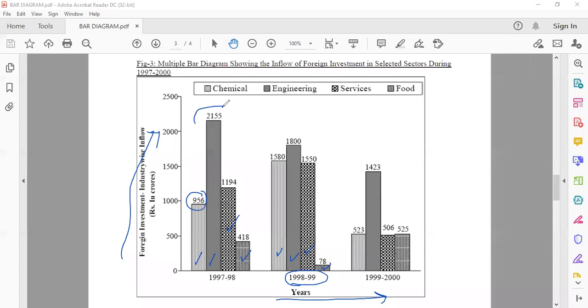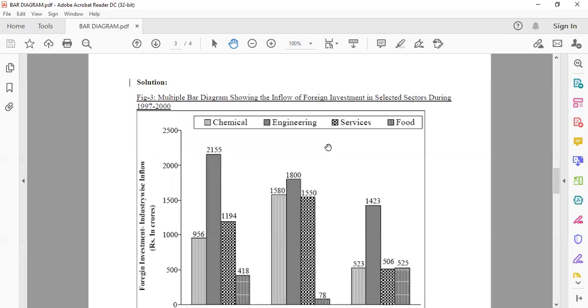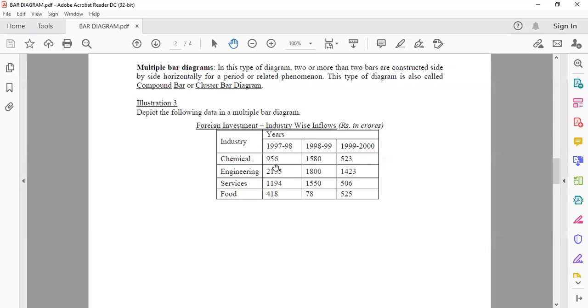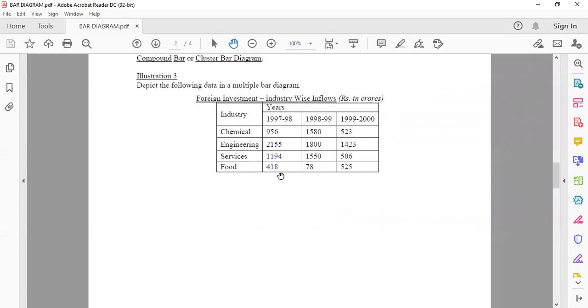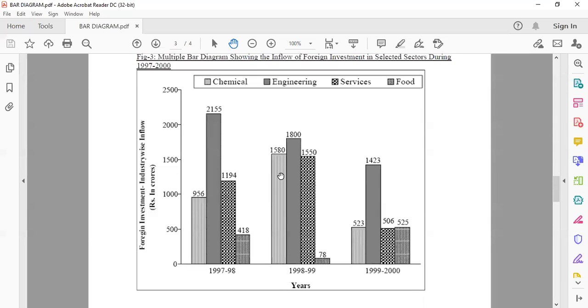If you forget, they are there, I show you. For example, for 1997-98, 4 entries: 956, 2155, 1194, 418. Let me check once again. 956, 2155, 1194, 418. Okay. So this is the representation pattern.